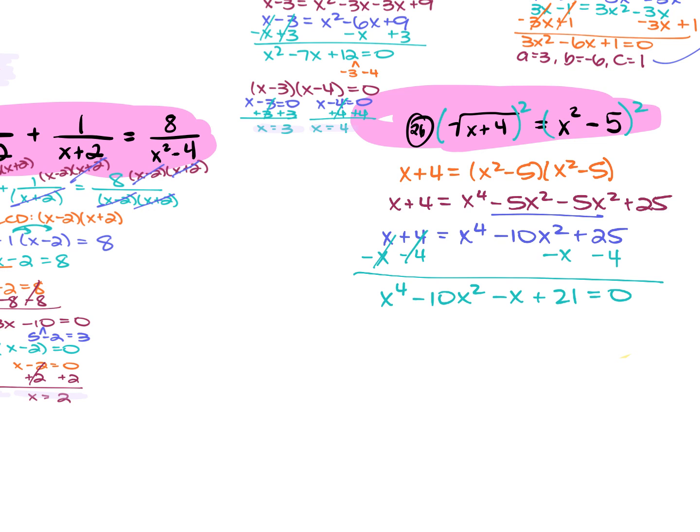Do you have a common factor here? No. Since you do not have a common factor here, try to factor this by grouping. If you put a set of parentheses around the first two and a set around the last two, your greatest common factor from the first two is just x squared. Greatest common factor from the last two is just negative 1. So this will become x squared times x squared minus 10 minus 1 times x minus 21 is equal to 0. Can you factor this? No. So there's just no solution.